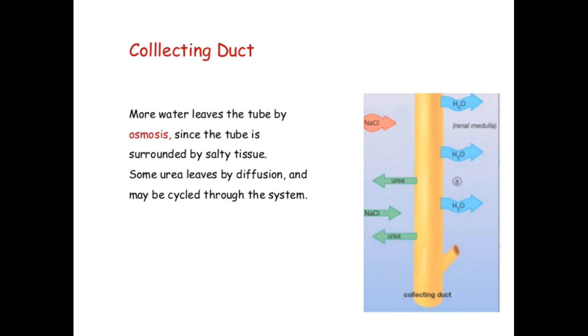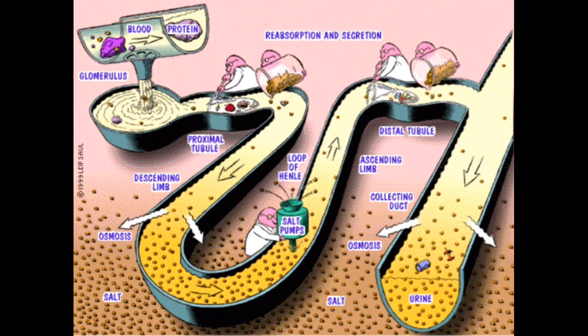Collecting duct. More water leaves the tube by osmosis. Since the tube is surrounded by salty tissue, some urea leaves by diffusion and may be cycled through the system. See the various steps involved in the urine formation through this diagram.